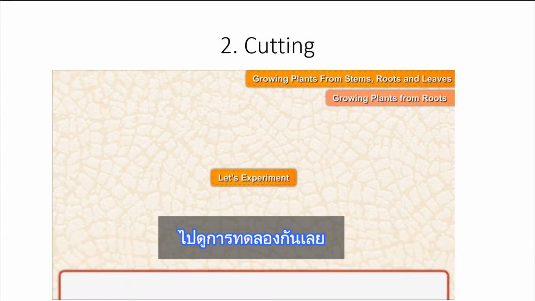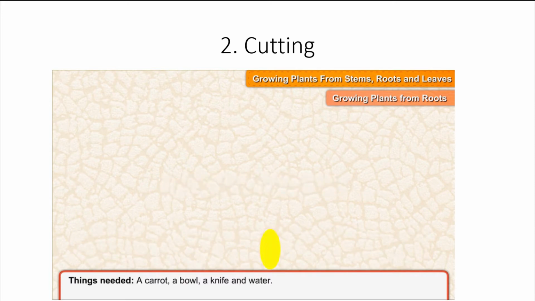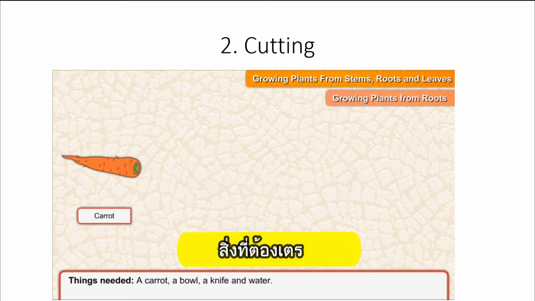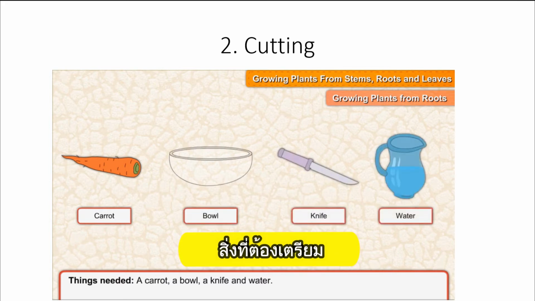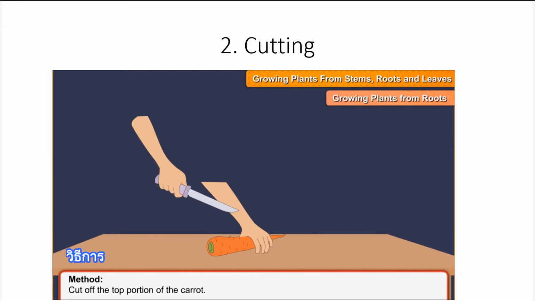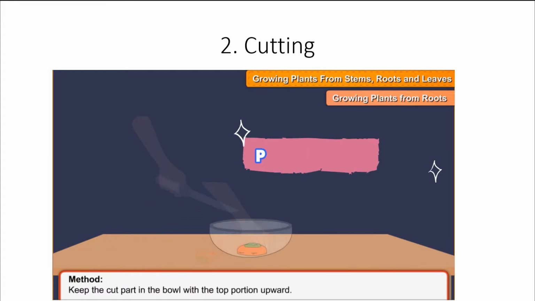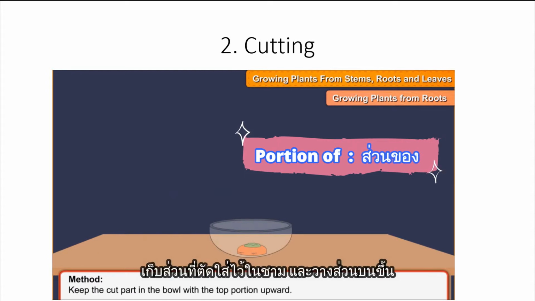Let's experiment. Aim: to grow a plant from a carrot. Things needed: a carrot, a bowl, a knife and water. Method: cut off the top portion of the carrot. Keep the cut part in the bowl with the top portion upward.